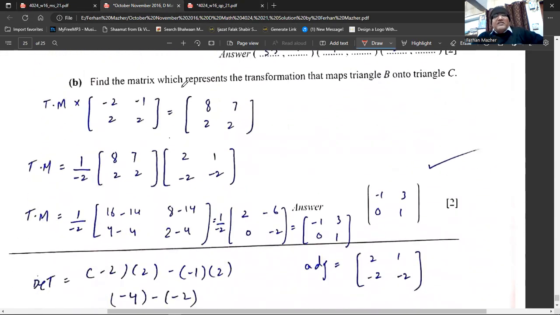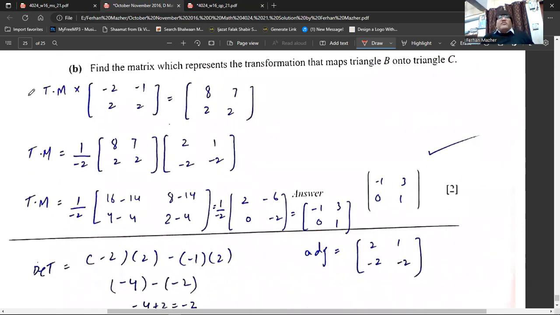The method is very simple. Transformation matrix multiply the object equals the image. From here I can find out the transformation matrix. I never remember the transformation matrix. So what we will do, we will take 2 points on the object, which is B, and take their images on the figure C, and put them here. Minus 2 comma 2 and minus 1 comma 2, their images are 8, 2 and 7, 2. I will take the inverse and take it to the other side.